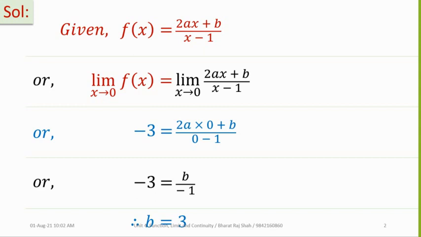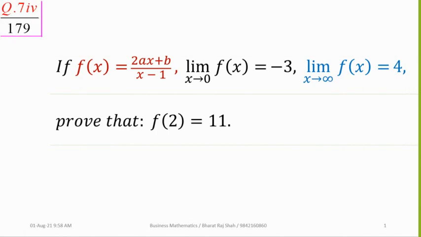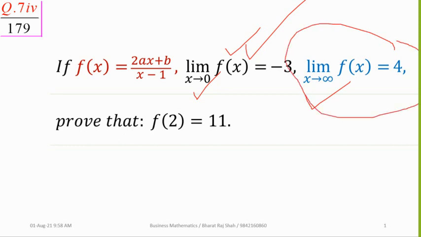Okay, we have used only one limiting value. Please don't forget that there are two limiting values. First, x tends to 0. Second, x tends to infinity. And between these two limiting values, we have already used the first one. And so you must have understood. Now, it's the second limiting value we shall use.